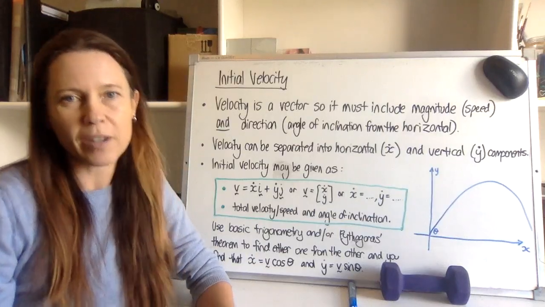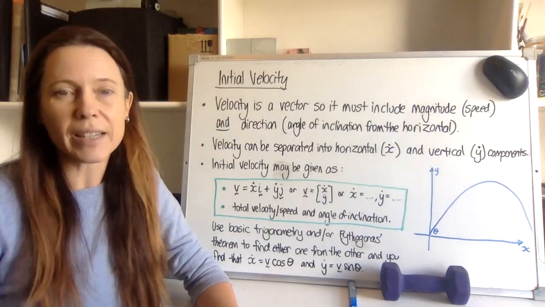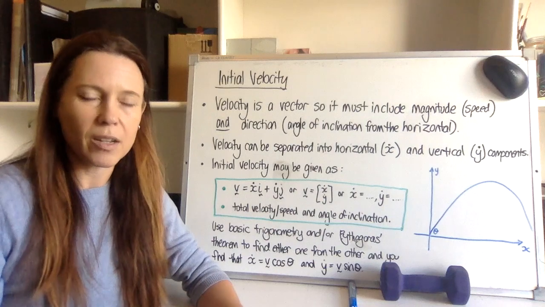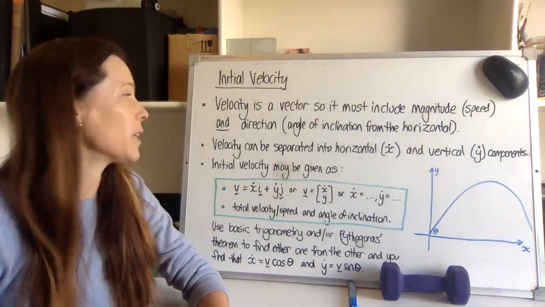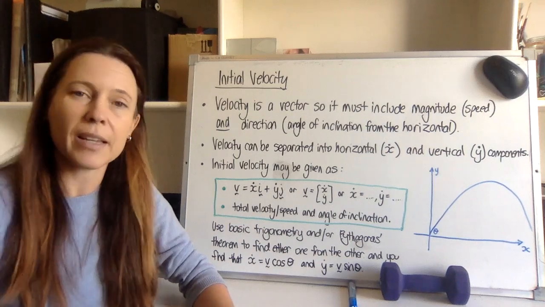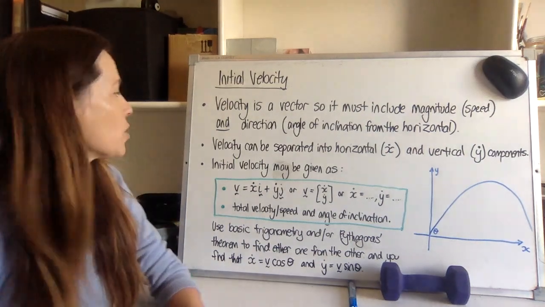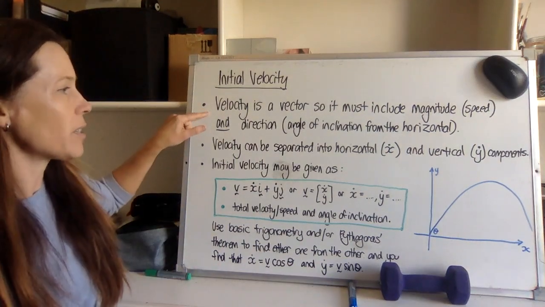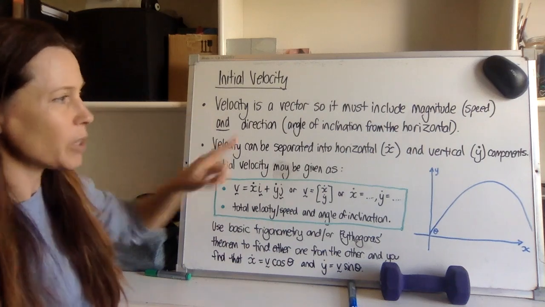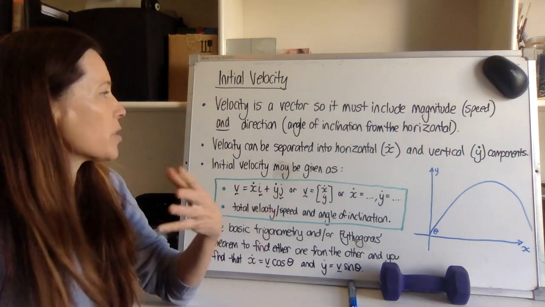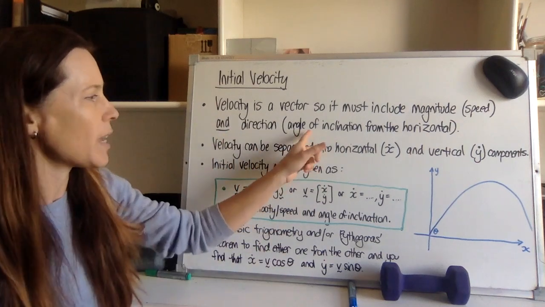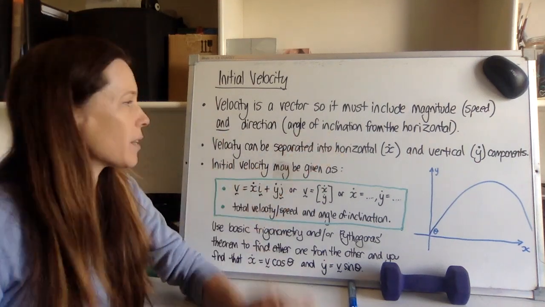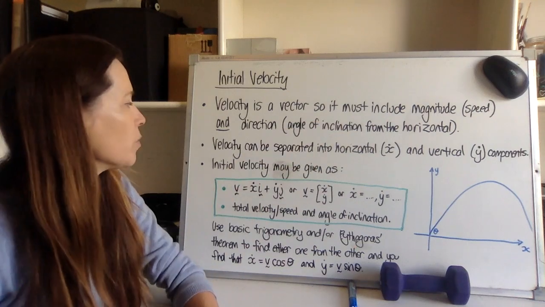Now, to know much about an object that's flying through the air, you really need to know what's happened at the beginning. What's the angle that it's taken off at, and how fast was it going in the beginning? So initial velocity is key, and it will always be mentioned in your question. Now, velocity is a vector, so it must include magnitude, which is just the speed that it's traveling, or the size of the vector, but it also has to include direction, and that includes the angle of inclination, which we generally take as being the angle from the horizontal.